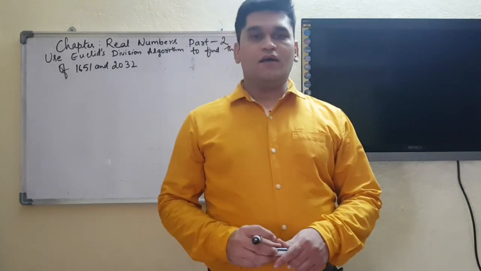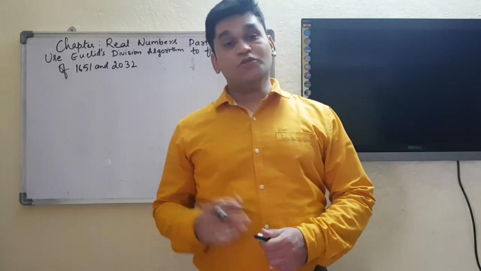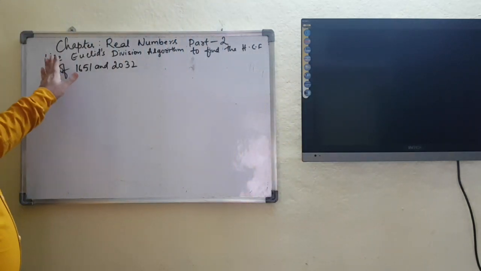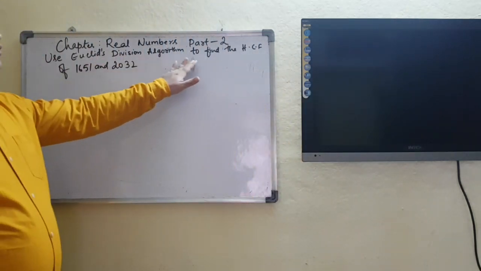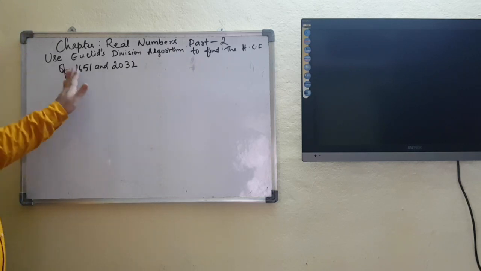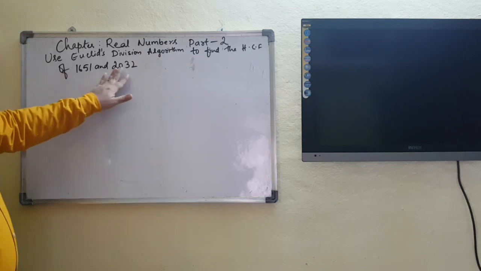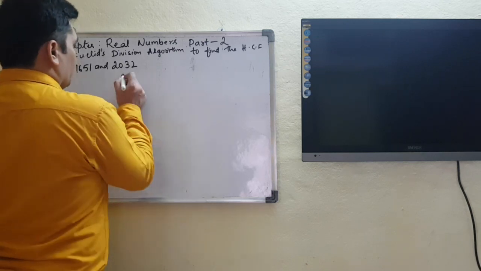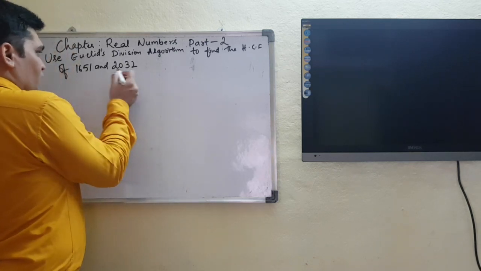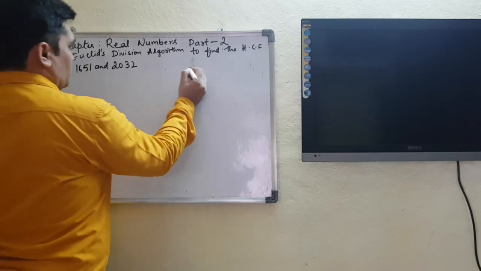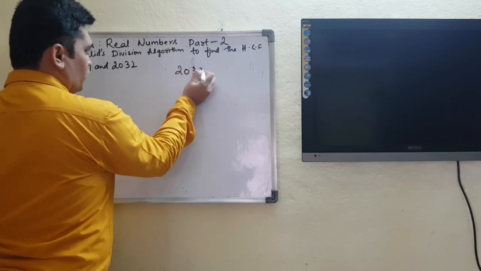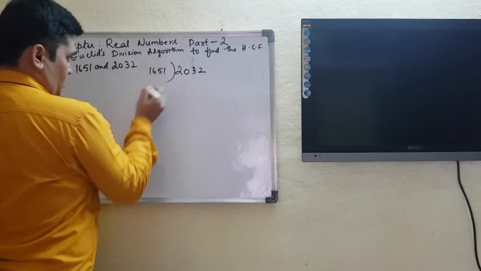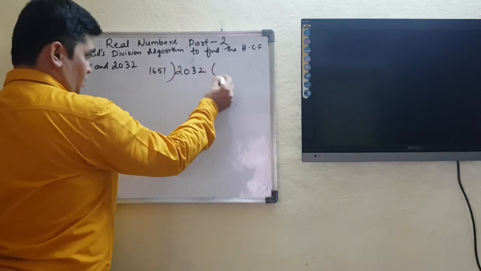Hello everyone, let's do some more problems based on the Euclid division algorithm. In the question, it says to use the Euclid division algorithm to find the HCF of 1651 and 2032. As you know how to write the division form, the dividend is always greater than the divisor. This means 2032 will be our dividend and 1651 will act as our divisor.